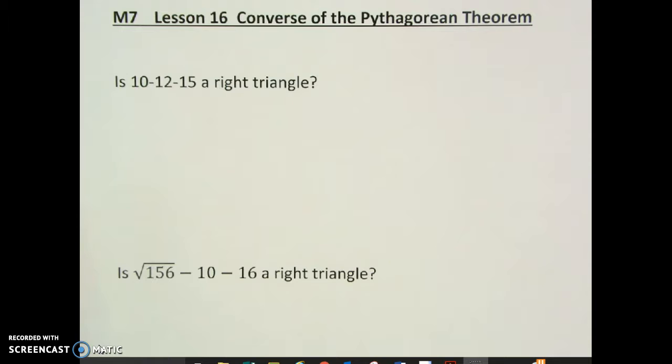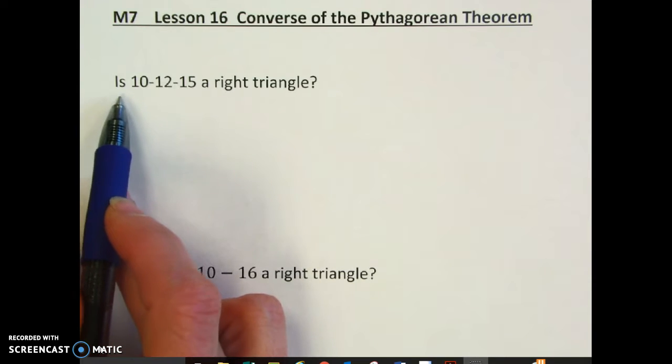The Pythagorean theorem says that if you have a right triangle, then when you square the legs and add them together, you'll get the square of the hypotenuse. The converse is where you switch it around, and it says if you square the legs and add them together and you get the hypotenuse squared, then you have a right triangle. So it's a way for us to determine if we have a right triangle or not when we know all three sides. So here's a couple examples we'll do.